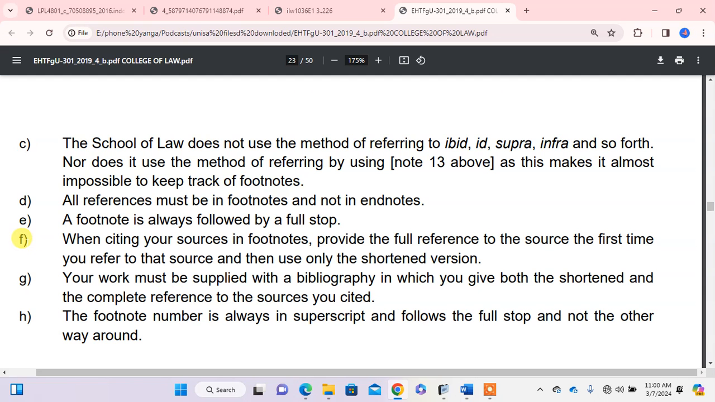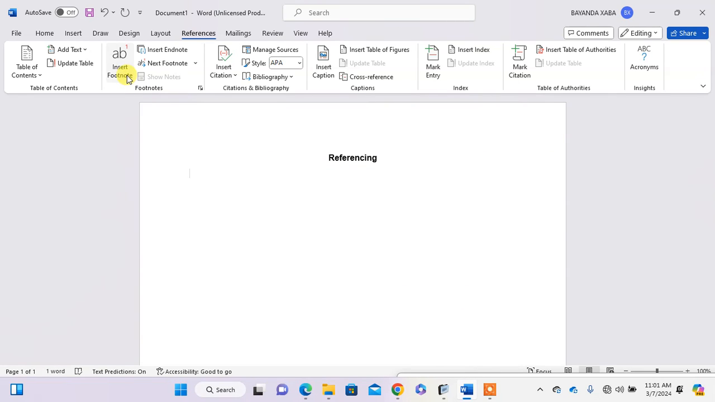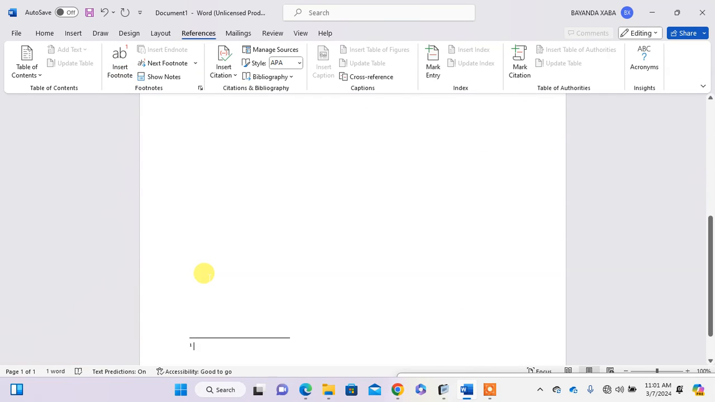A footnote is always followed by a full stop. This means that when you put the footnote, maybe let's just say David M, 1942, then you put a footnote. We are just giving an example. Then you put a full stop. Don't forget, each and every footnote must end with a full stop.